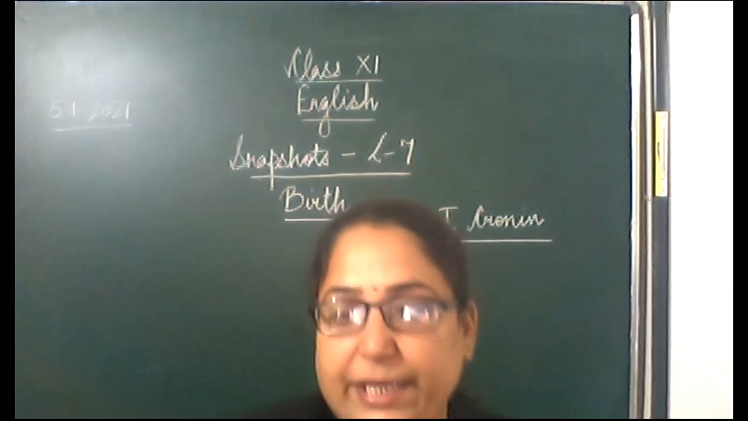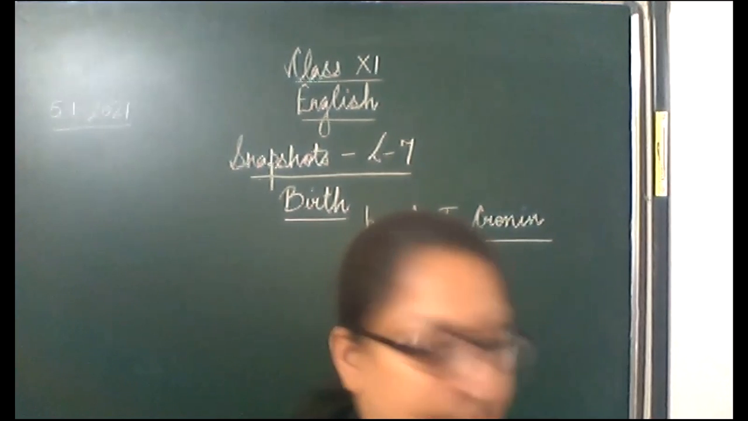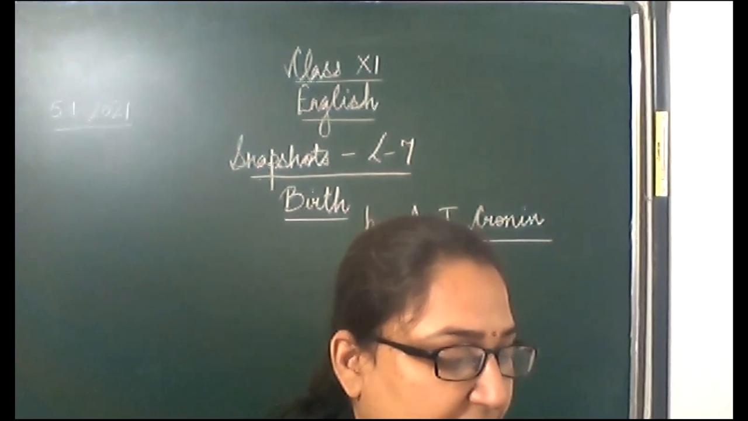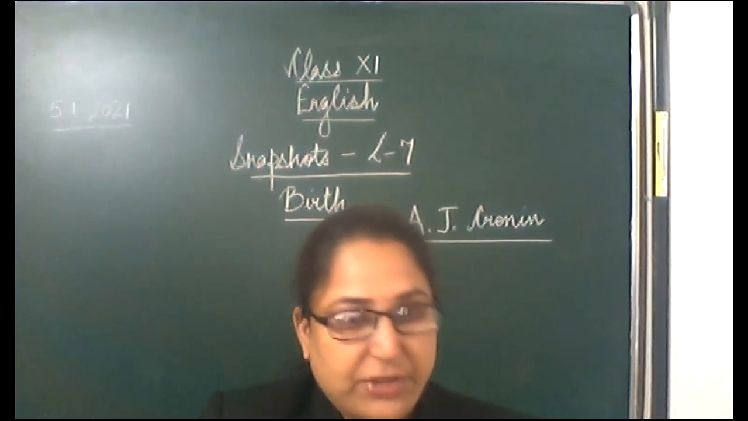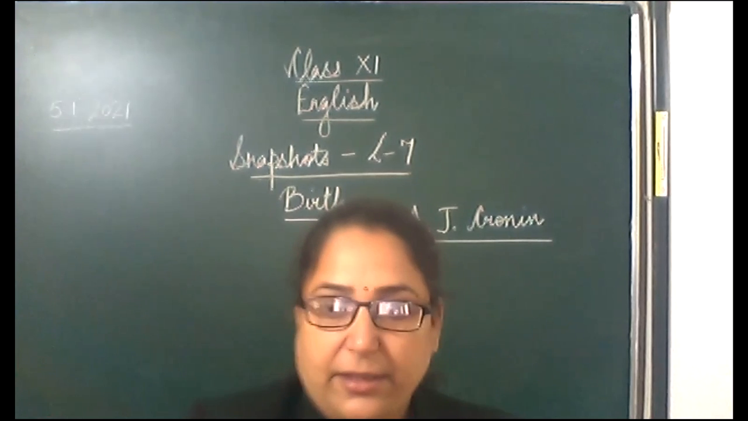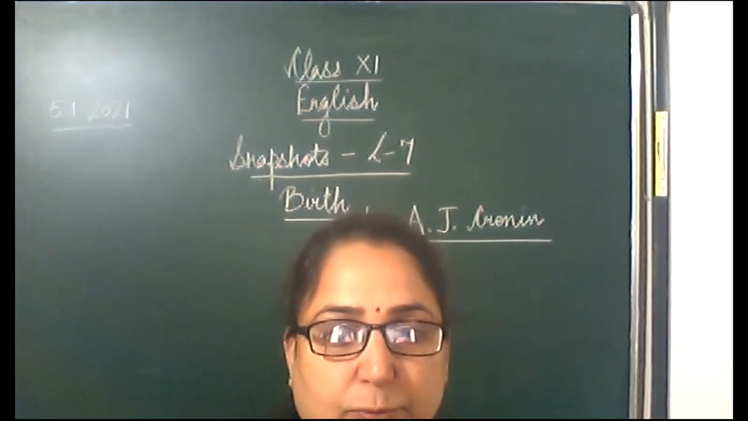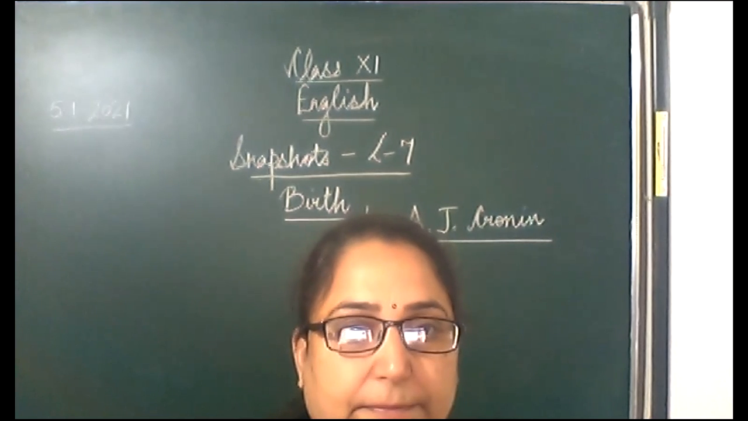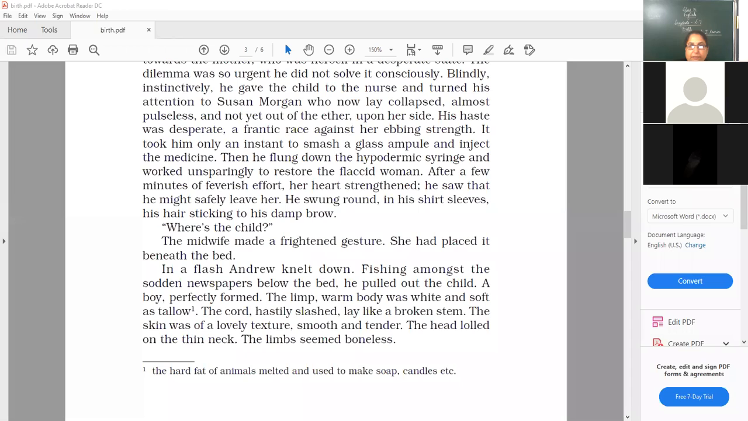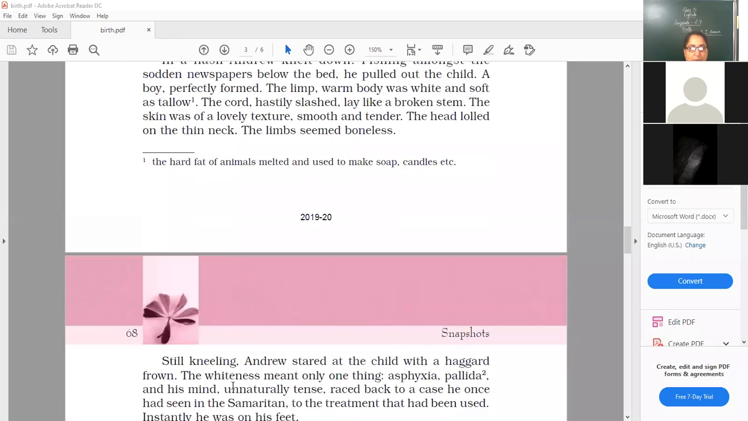I hope you are underlining the words. If you want, I can repeat page number 67, and now we are moving on to page number 68. Let me share it with you. We have read this part, the last paragraph, where is the child? Then he took the child out from beneath the bed, where she had placed it. This is very important: she had thought the child was no more, that it was born dead.